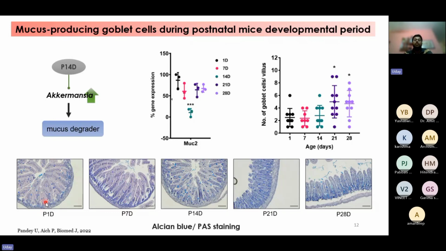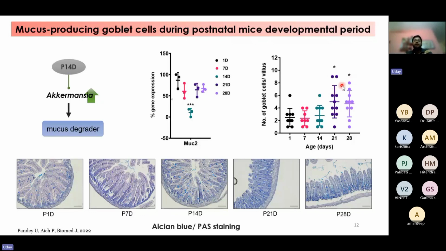We also checked the goblet cells, which produce the mucin protein. We did Alcian blue staining to particularly stain the goblet cells in the intestine. We found a similar trend: after 14 days onwards, the goblet cell population is increasing.